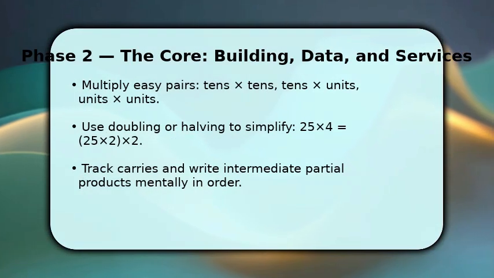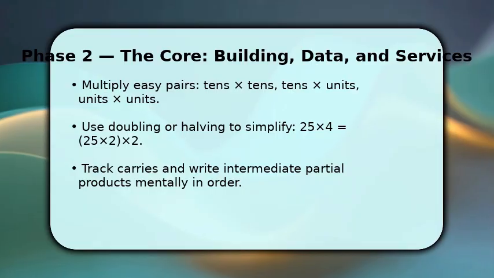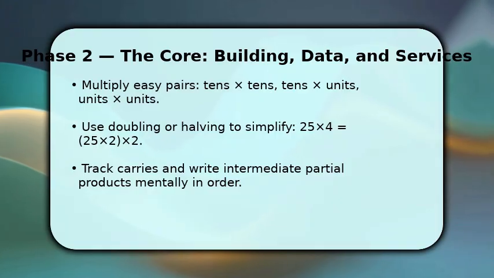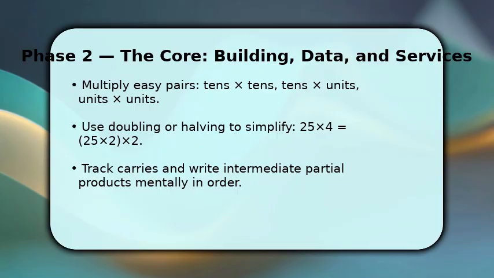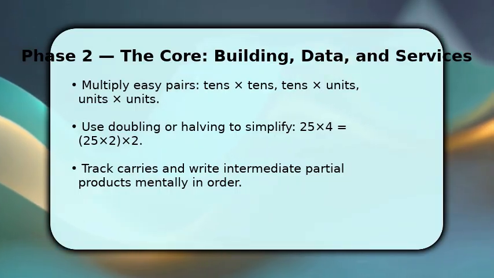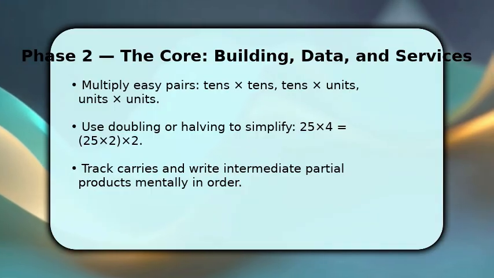Now you execute the core multiplications. Multiply tens by tens, tens by units, then units by units, one pair at a time. For awkward factors, use doubling and halving. Convert 14 times 25 into 7 times 50, for instance, to simplify.